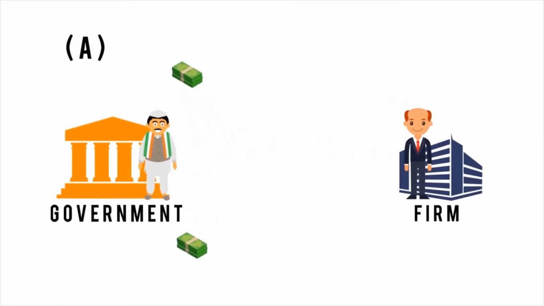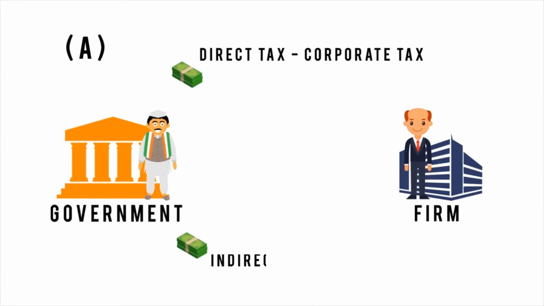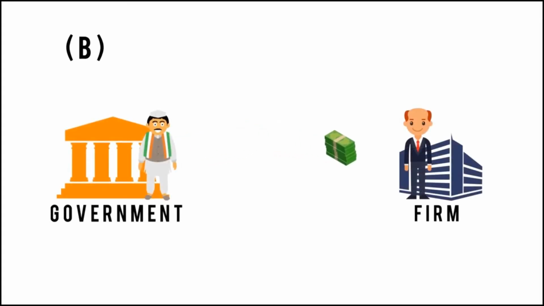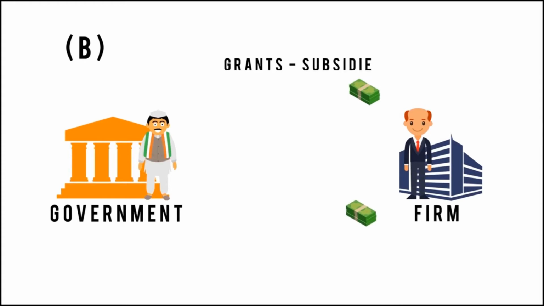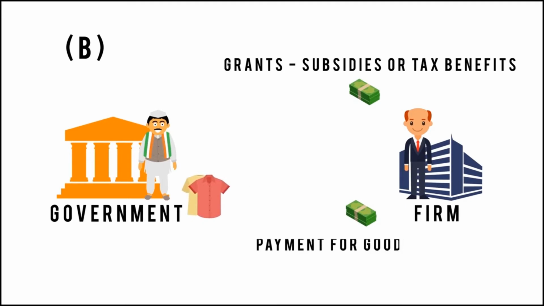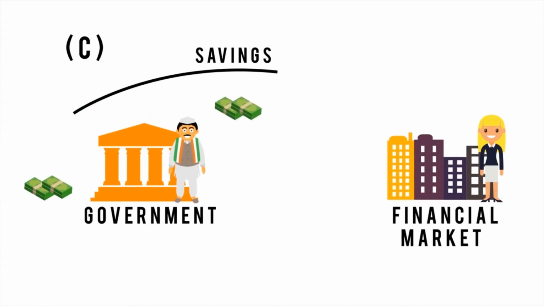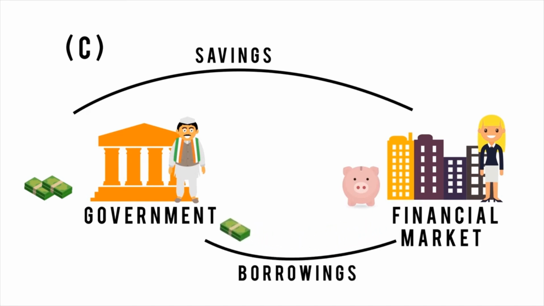A. Money flows from firms in the form of direct tax like corporate tax, and indirect tax such as sales tax. B. Money flows from government to the firms, when government grants subsidies or tax benefits to firms, or when government makes payment to firms for goods and services purchased from the firm. C. A part of the income earned by government is also saved and deposited in the financial markets. Government also borrows money from the financial markets to meet its expenditures. Circular flow in a four-sector economy.